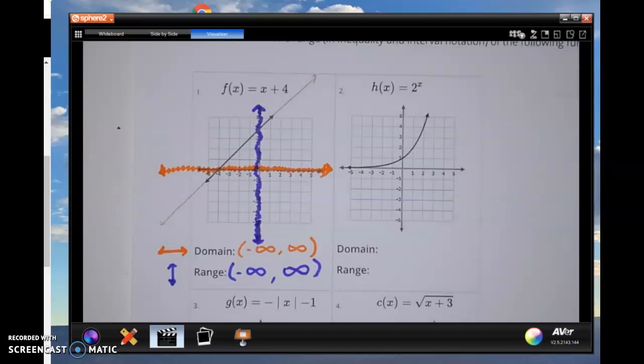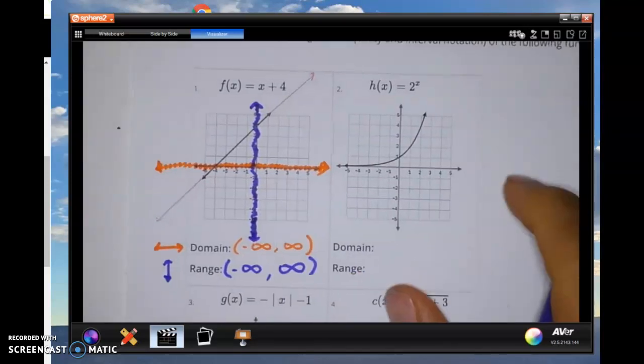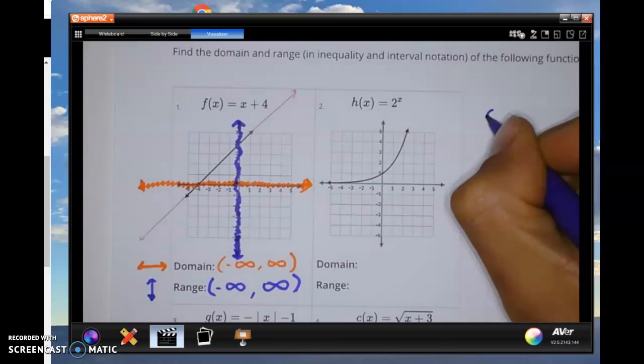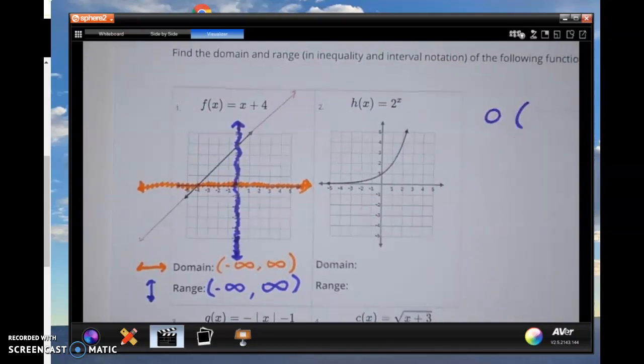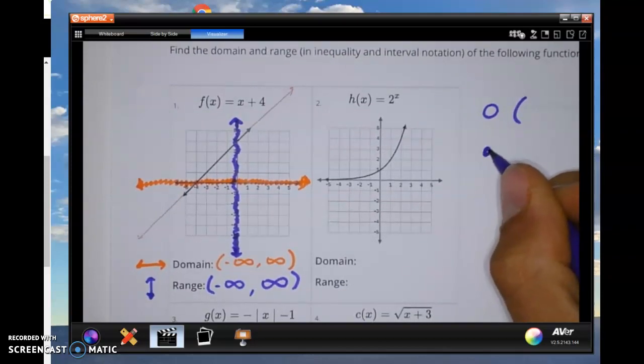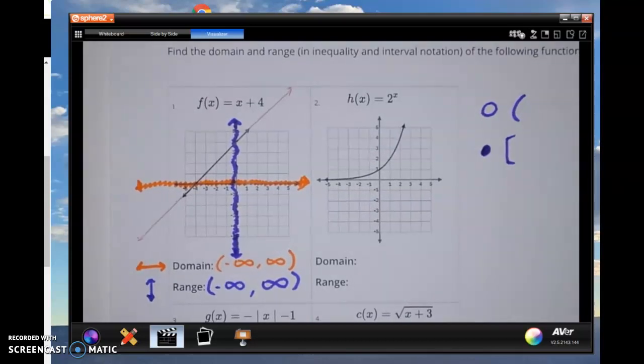We use the parentheses sometimes without infinity, only when there is an empty circle. So again, if you see an empty circle, that's when you use parentheses. When you have the filled dot, that's when you have square brackets.